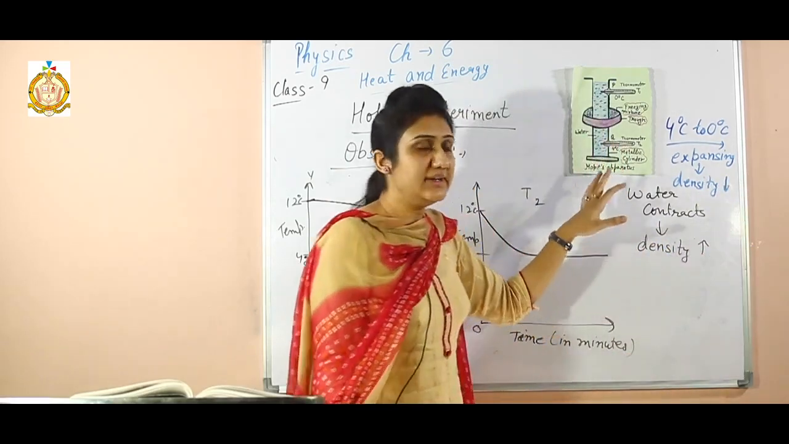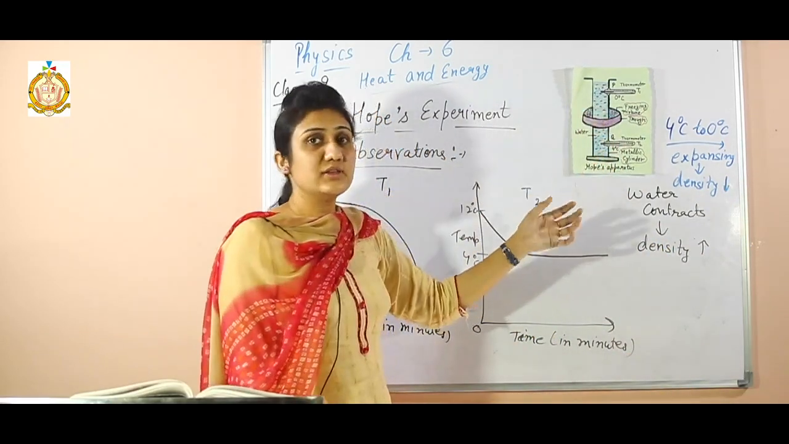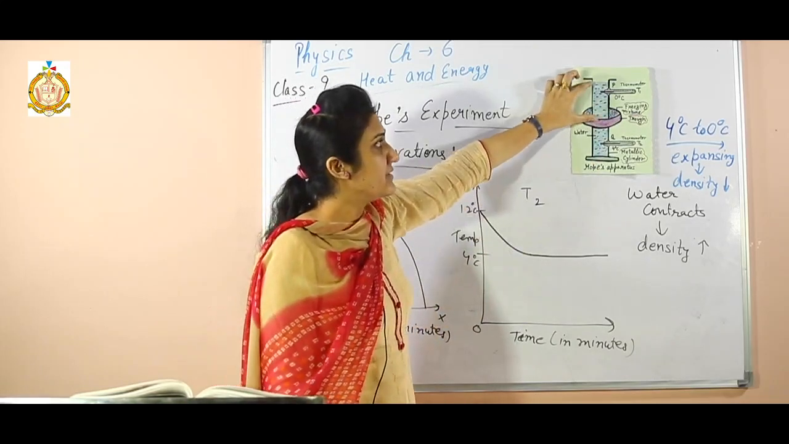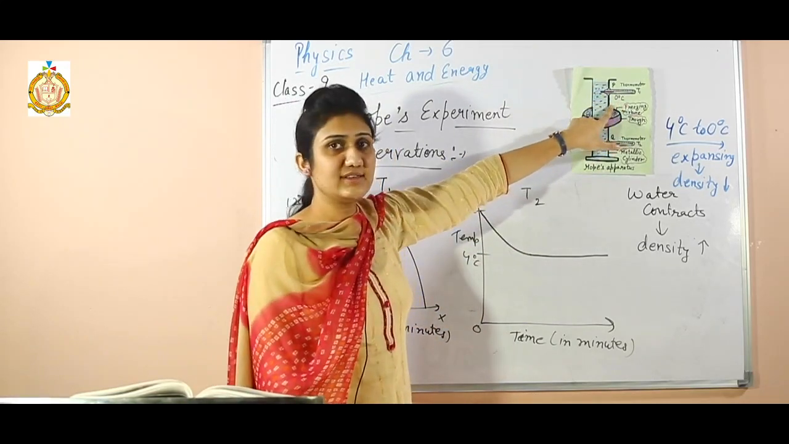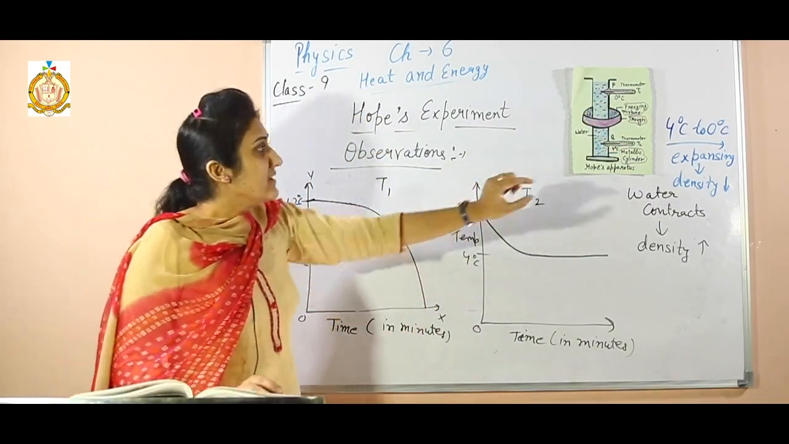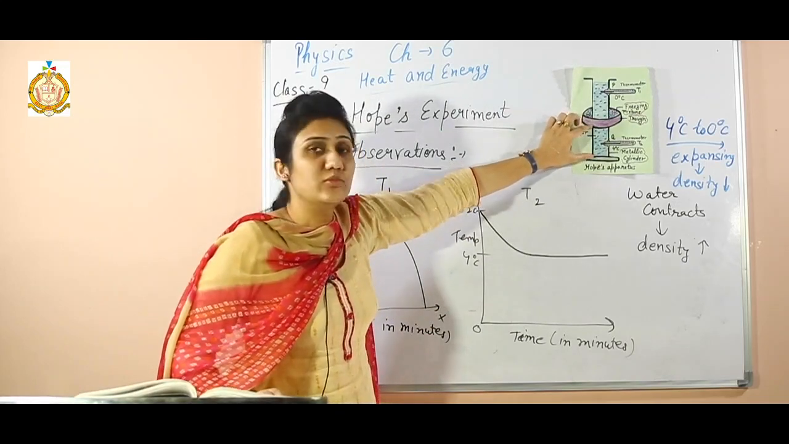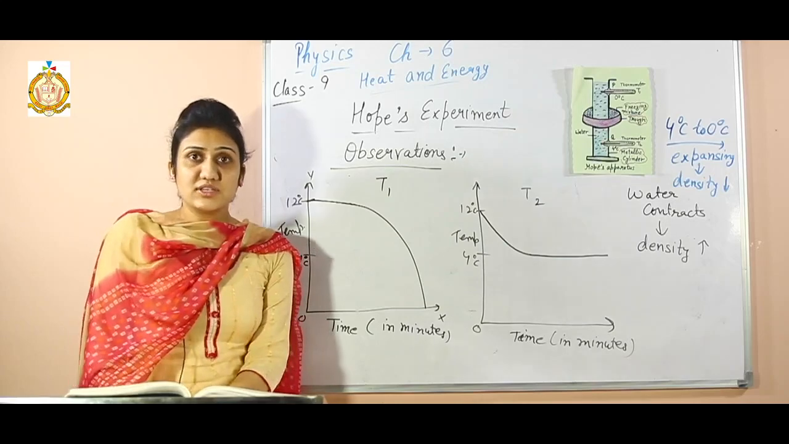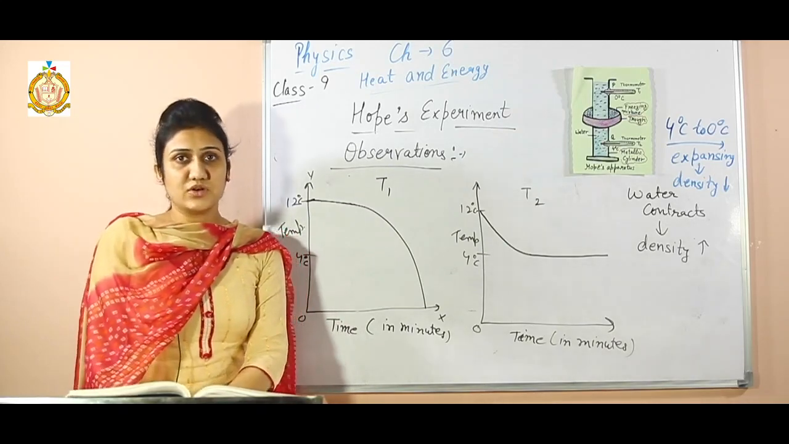So if there is fall in density of the water, that means it will go up. So here the reading of the thermometer is 0 degrees Celsius, but water with the maximum density, that is 4 degrees Celsius, is here, that is in the bottom of the cylinder. Next we shall discuss the consequences of anomalous expansion of water.